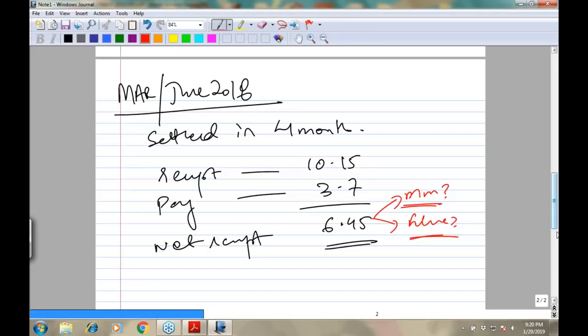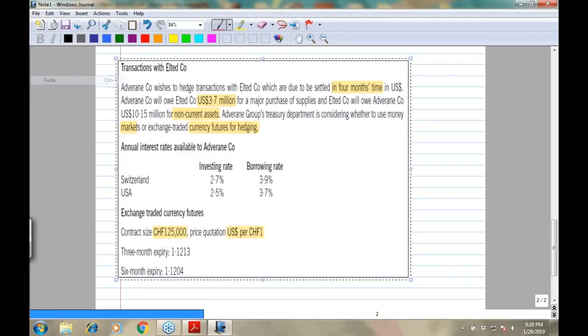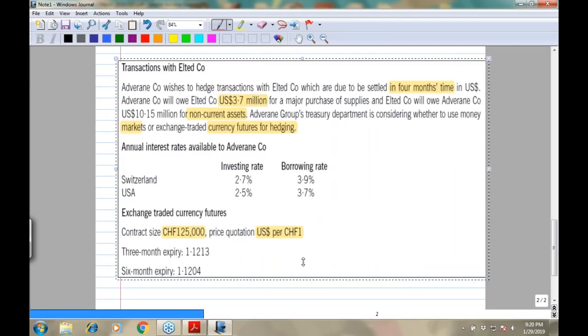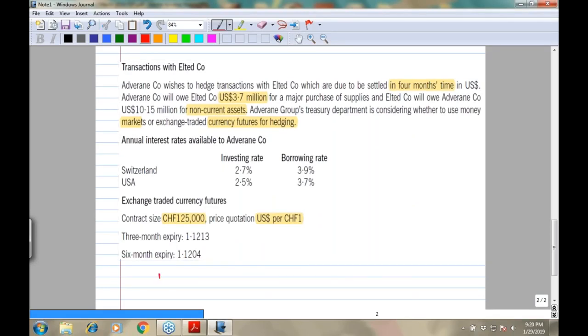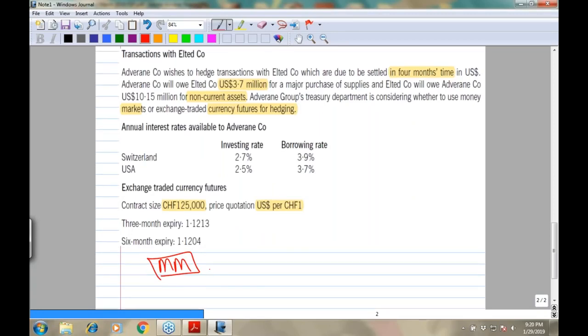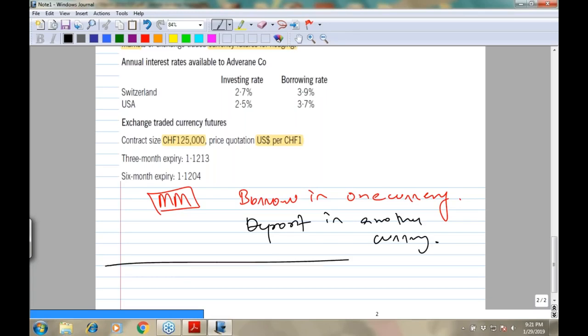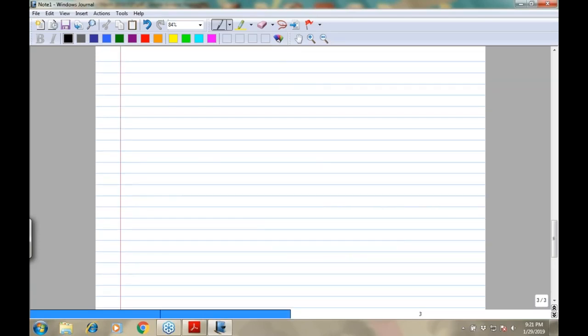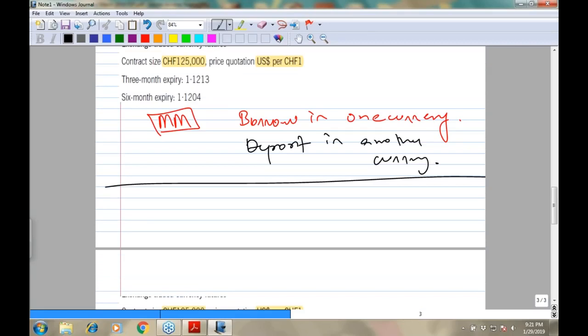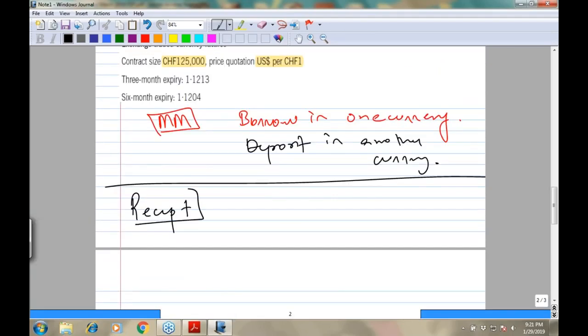Now let's talk. So we have got the relevant information from the question. First of all, I'm going to talk about the money market, how a money market hedge operates. In a money market hedge, you borrow in one currency and you deposit in another currency. Now, whenever you are expected to have a receipt in a money market hedge, the hedge strategy should be formulated like this.